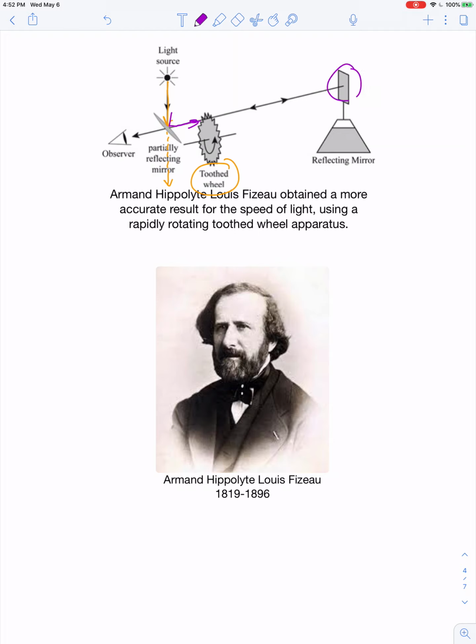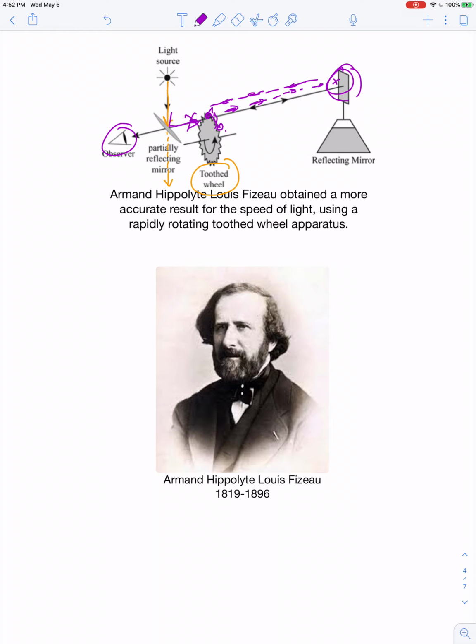Now to get there, it has to fit through one of the gaps in the teeth. And so only a little pulse of light gets through, because as it rotates, then one of the teeth will block the light. So little pulses are sent down the line. Now ideally, when they reflect, the only way they can transmit back to the observer is if the next gap in the toothed wheel has shifted into position in the time it takes the pulse of light to go to the fixed mirror and back.